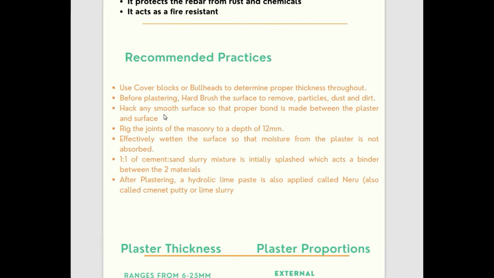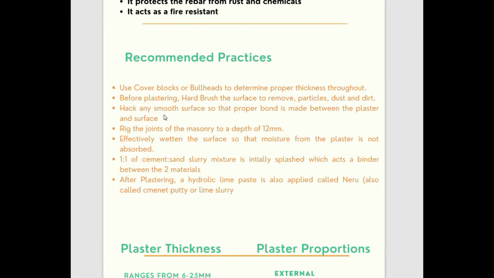Okay, so point number three says that hack any smooth surface so that proper bond is made between the plaster and the surface. We know that the entire construction works on rough surfaces. All right, when the surface is rough, that's only when two different materials will bond together properly. So at point number three, it says that hack any smooth surface and make it rough so that the plaster properly bonds with the surface or the structural element.